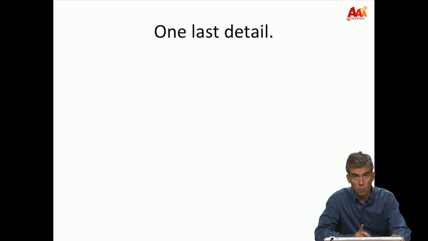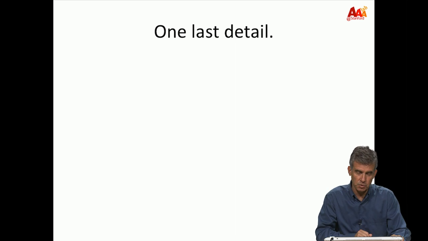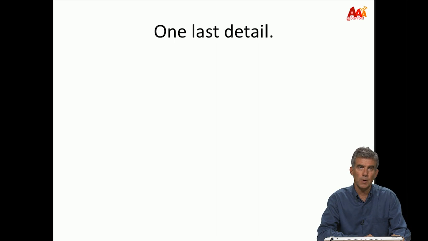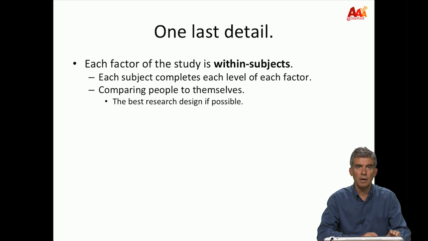So one last word of language that you need to learn that's important for experimental design is that in this study, each factor is within subjects. That means that each subject completes each level of the experiment. Each subject did all 12 cells. And so this is completely within subjects, and you're comparing people to themselves, right? And so there's a lot of reasons this is a very good research design if you can pull it off.